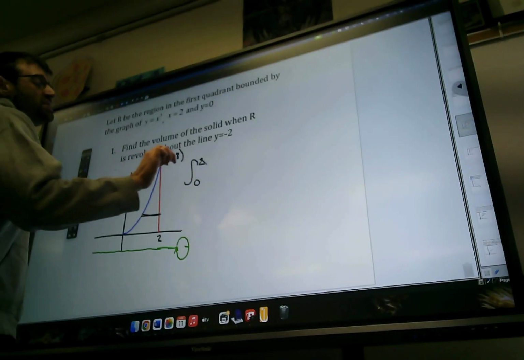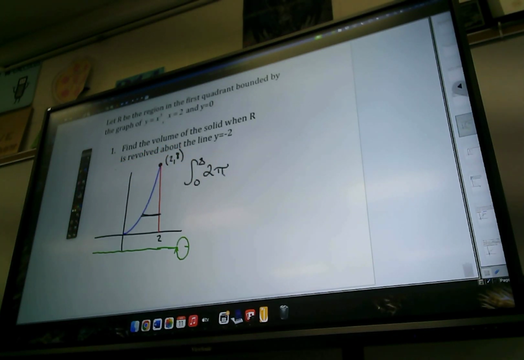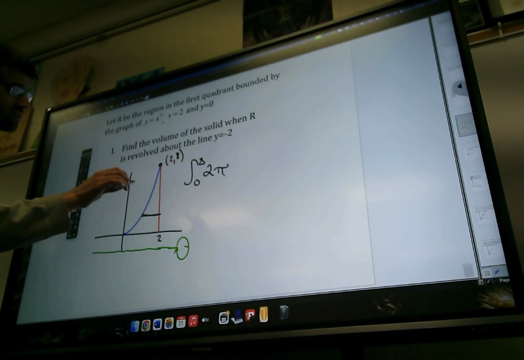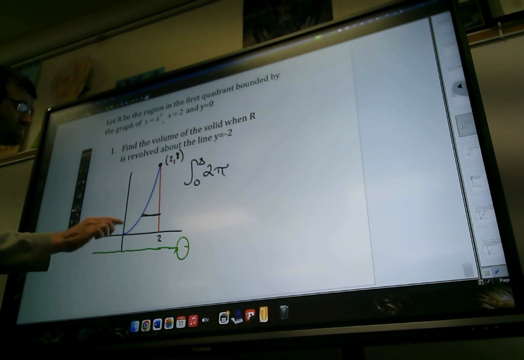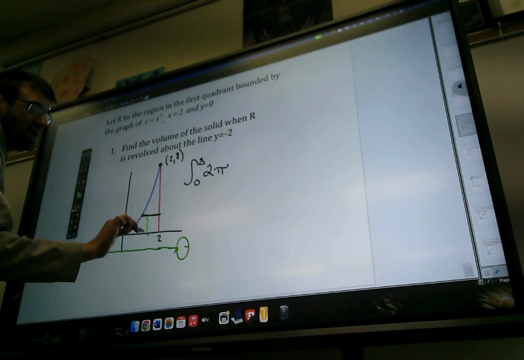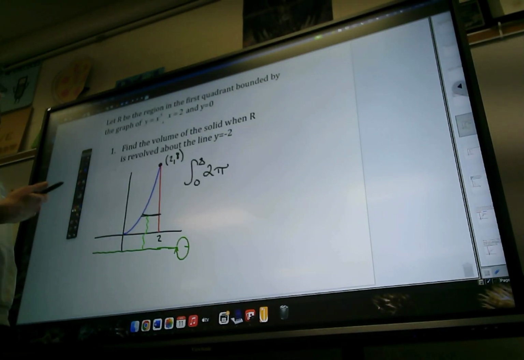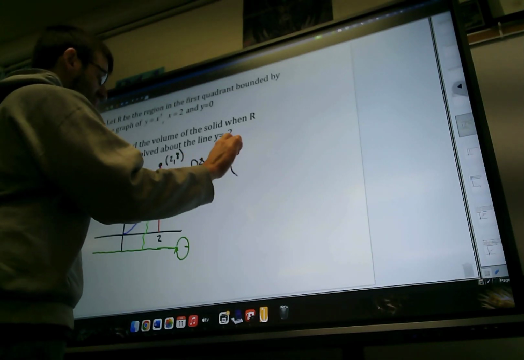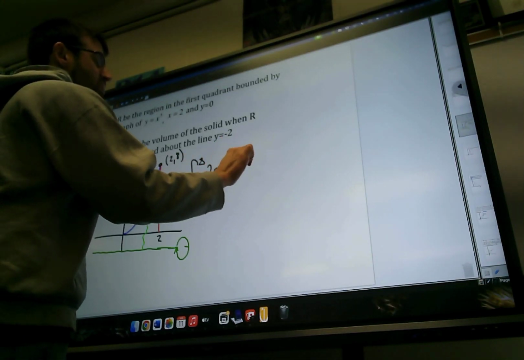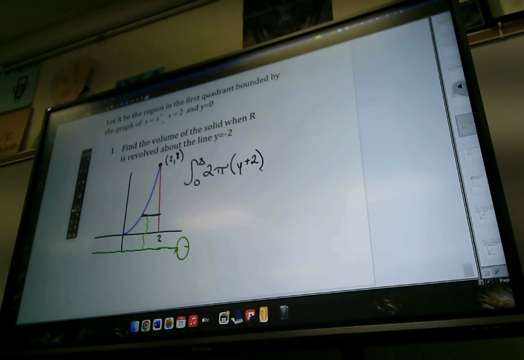Now, this is going to be the 2 pi. Now, usually the radius is going to be the distance from the 0. However, what I got to do is I'm going to take the y value, which is right here, and then add 2 to get the radius. So that's where this changes. This is going to be y plus 2, because it is now not just the y value, it's y plus 2.